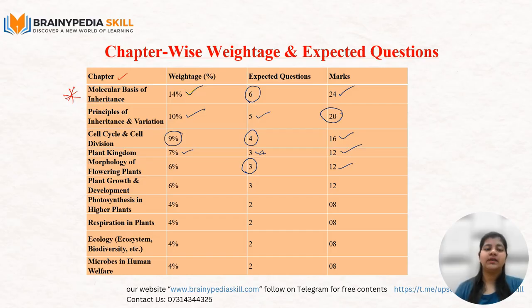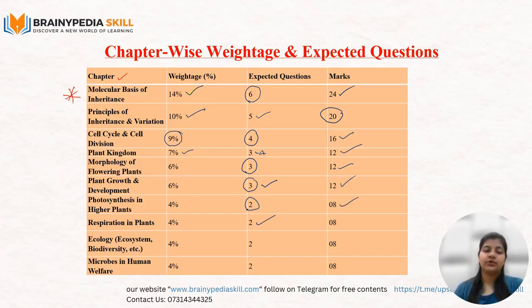Then plant growth and development, so again it is equivalent to morphology. From this also you can see 3 questions in the exam, and if you get them right, you can gain up to 12 marks. Then photosynthesis in higher plants, so you can have two questions and the marks is 8. Okay, then respiration, same.